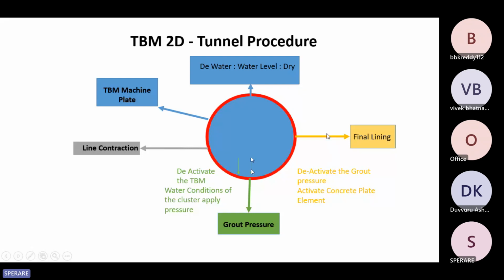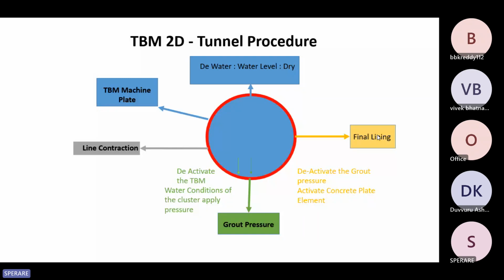This is how the arrows will be there. I'll show you how it comes over there as well. Next, you deactivate this grouting internal pressure that you have created, and activate your concrete plate. These are the prefabricated cement blocks or concrete blocks shown in the video. Those plates are nothing but our final lining that we need to activate. Okay, so this is a simple tunnel process that I have built for you.